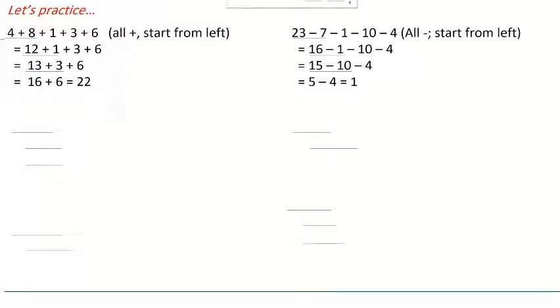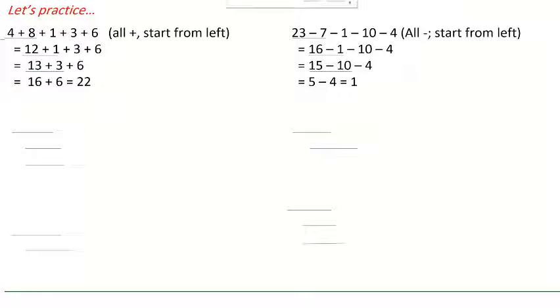As you can see, all these expressions have the same operation. So either all of them are addition or all of them are subtraction. So you should start from left to right. I always underline those that I'm going to find the answer to, to make things easier. Okay? So if we have 4 plus 8 plus 1 plus 3 plus 6, I've underlined 4 plus 8 because 4 plus 8 is 12, then 12 plus 1 is 13, 13 plus 3 is 16, and then 16 plus 6 is 22. So if all of them are of the same power, you start from left to right.